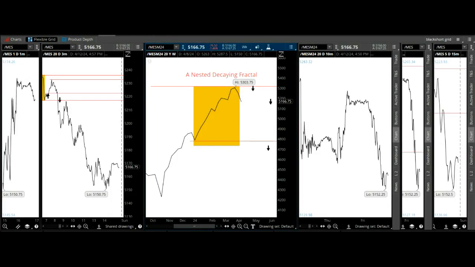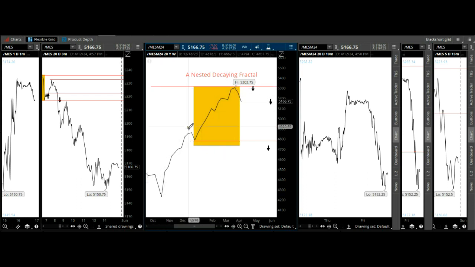Today, I would like to illustrate how we can use fractals to determine the longer term trend. We can use it for day trading. We do that every day, but now on a long-term time frame. Looking at the weekly micro, we've been watching this particular fractal.